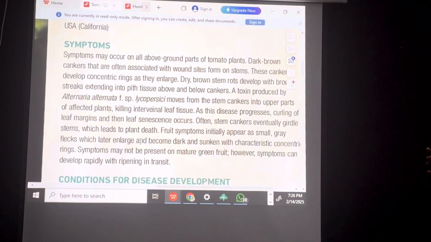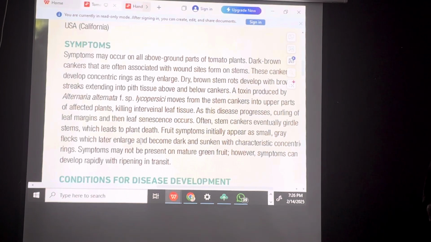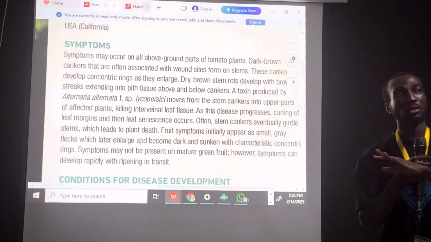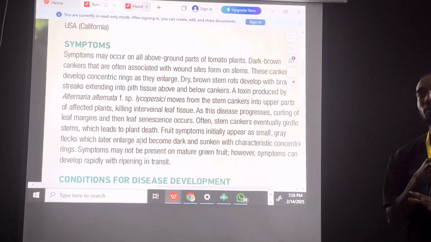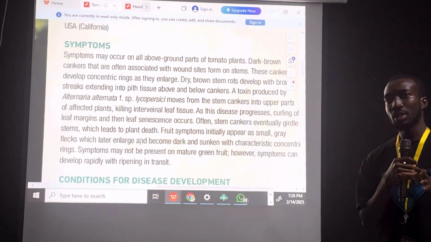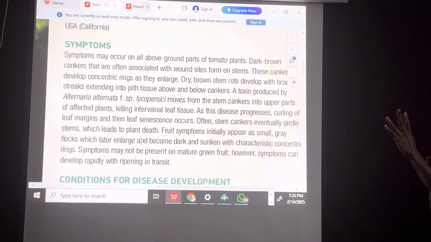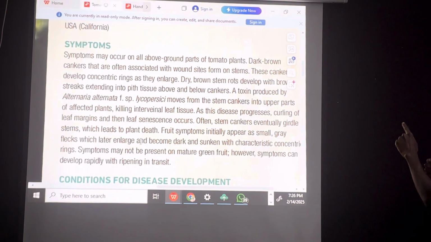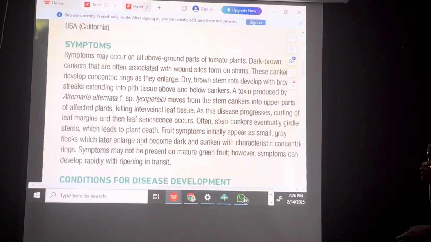Symptoms may occur on all above-ground parts of the tomato plant. You will see the symptoms of this fungal infection from above the soil. So it doesn't really have an effect on your roots or something like that. But from above the soil, you see these symptoms. Then the cankers develop concentric rings as they enlarge. Dry ground stem lesions develop, extending into the pith tissue above and below the cankers.